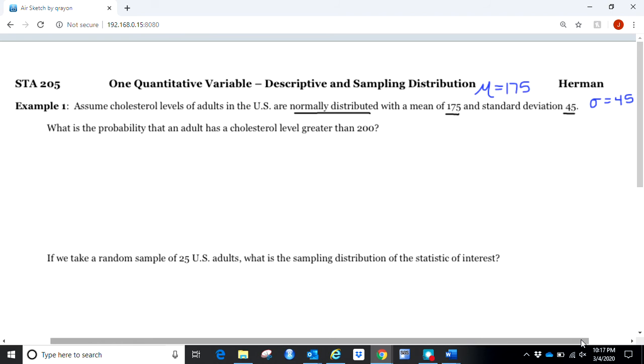The other piece of information that was given to me that's important is that we know it's normally distributed. What that means, I now know that the picture of my individuals is going to have this bell-shaped curve. So that's going to be important for me as we continue the problem. The first question asks us to find the probability that an adult has a cholesterol level greater than 200. So whenever we've been asked to calculate a probability, we generally start with a picture.